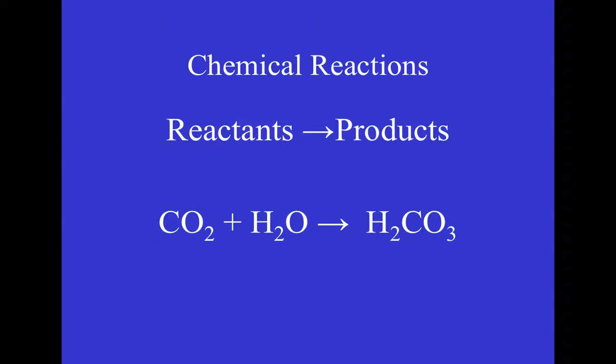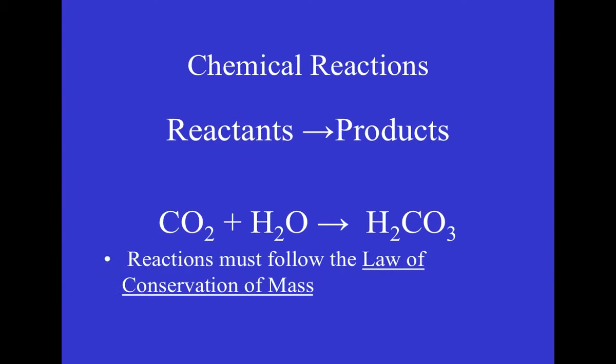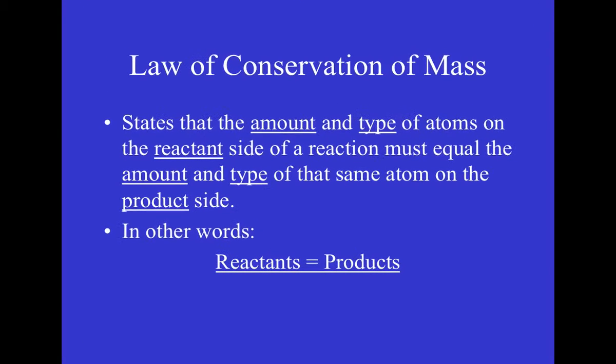Now, when we talk about balancing chemical reactions, why we have to talk about this is because all chemical reactions have to obey something called the law of conservation of mass. The law of conservation of mass, in a sense, states that the number and the type of atoms on the reactant side have to be equal to the amount and type of that same atom on the product side. In other words, the reactants have to equal the products.